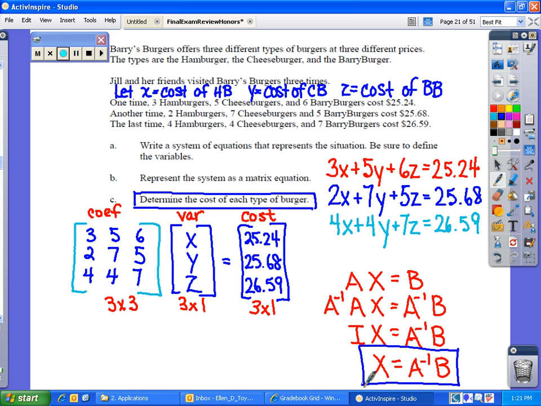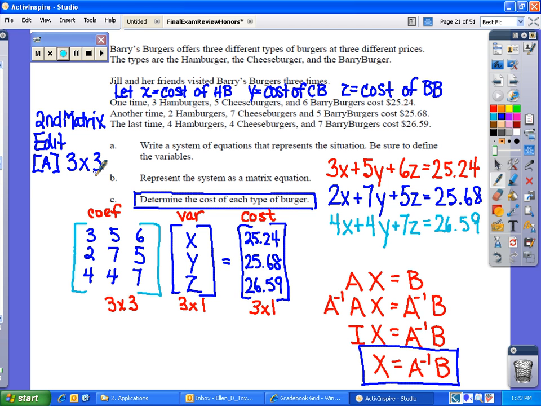We can do this in our calculator. Enter the original A matrix by doing second matrix, edit, and choose the A matrix. You'll then have to enter 3, enter, 3, enter to give the size, and then you'll be able to enter each of the coefficients.